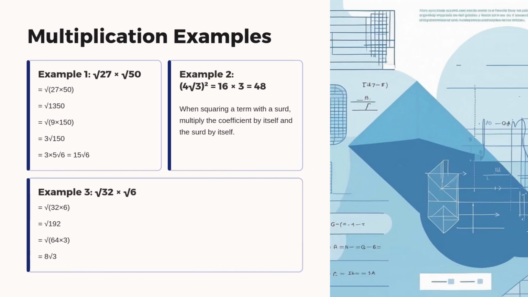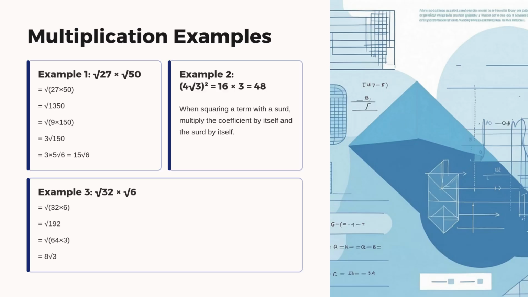Multiplication examples. Example 1. The square root of 27 times the square root of 50 equals the square root of (27 times 50). This is obtained as the product of two square roots equals the square root of the product. Equals the square root of 1350. This is obtained by multiplying 27 and 50.